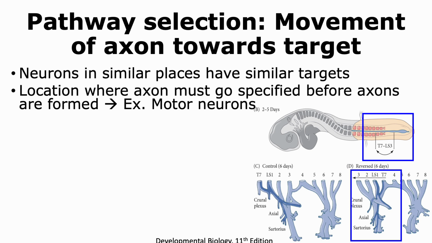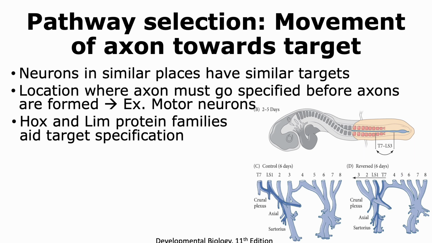Now when the whole pattern was reversed, what we notice is even though the pattern was reversed, the motor neurons went to the same position and not to another position. That way, these developing motor neurons knew where they were supposed to go even before their axons were formed.